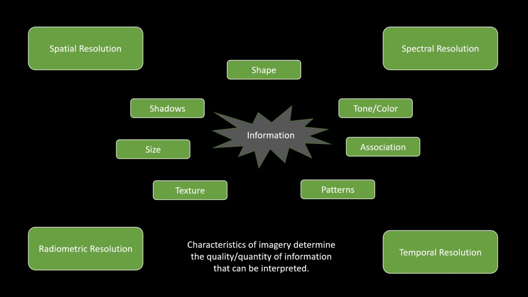So we can see that the amount of information that we can extract from imagery using characteristics such as shape or size, tone, color, patterns and association, or texture is all dependent upon those characteristics of the imagery, including spatial resolution, spectral resolution, radiometric, and temporal resolution. So all of these characteristics come together to determine what kind of information we can actually get, the quantity and quality of that information that can be interpreted from that imagery.